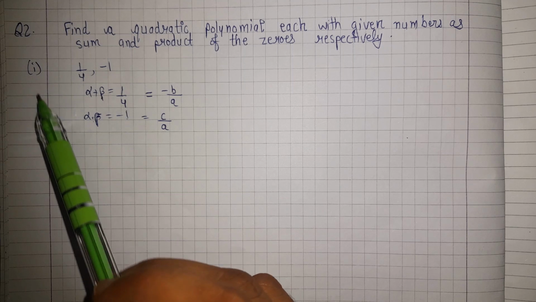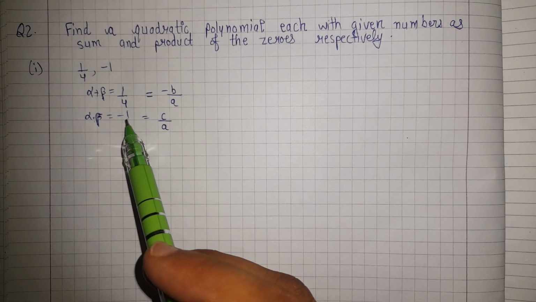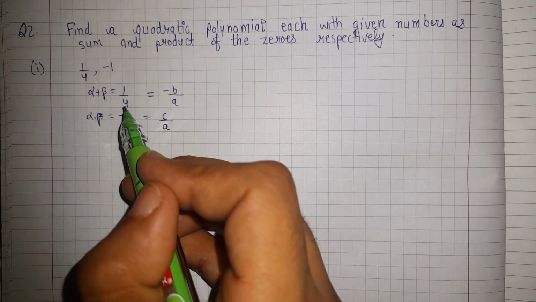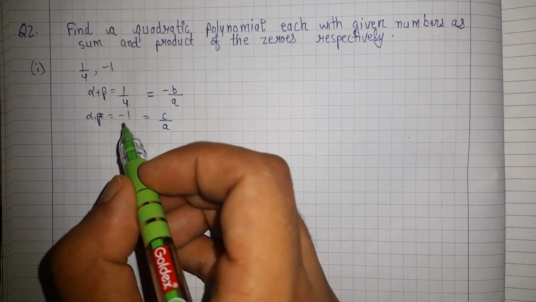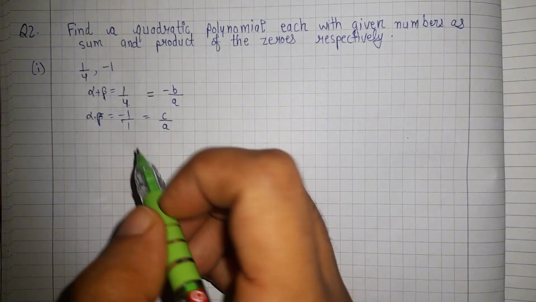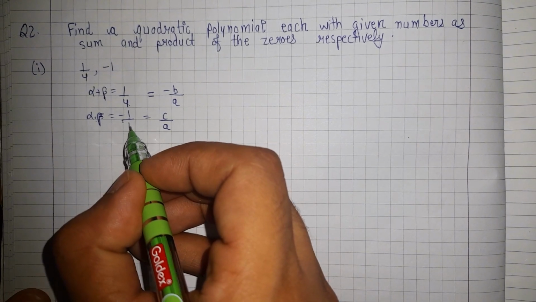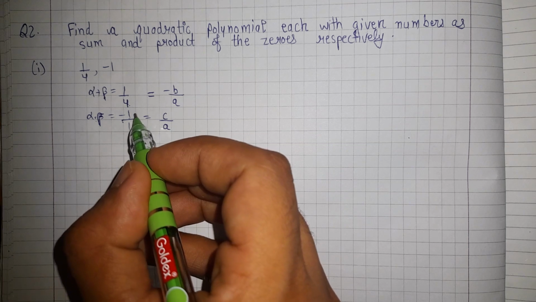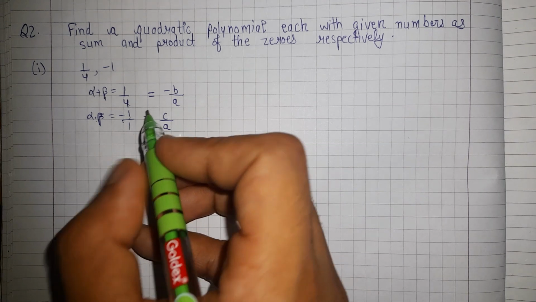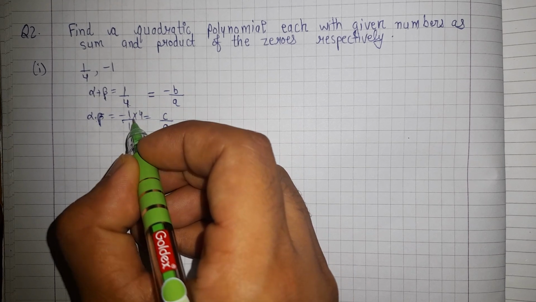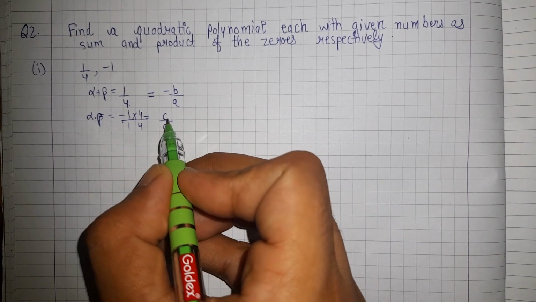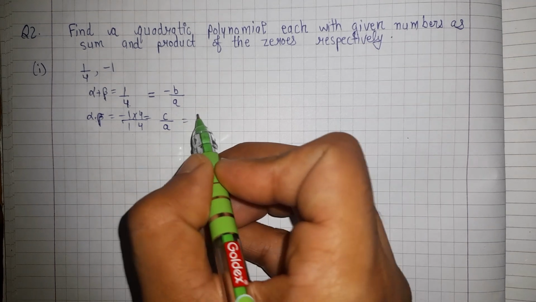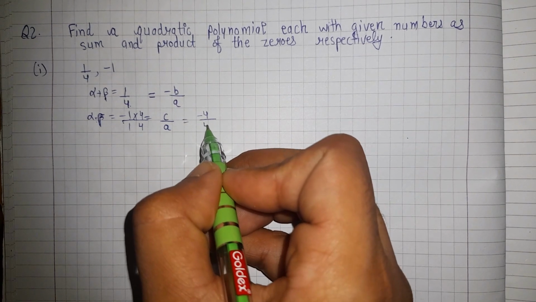To solve these kinds of questions, we need to make the denominator the same first. Here in the denominator there is 4 and here in the denominator there is 1. So to make it 4 there, multiply both numerator and denominator by 4. We will get c upon a is equal to minus 4 upon 4.